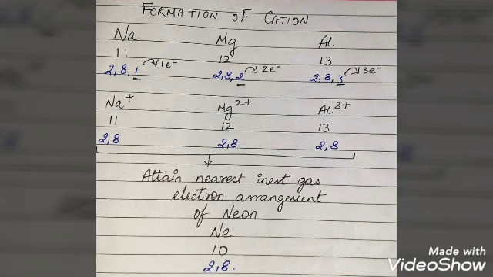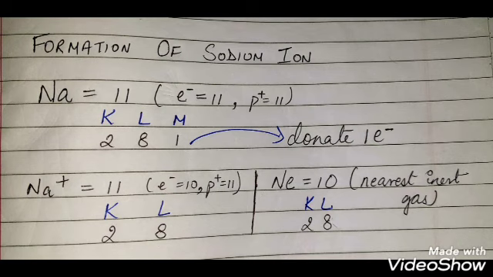Please note that an atom having 1 electron in its outermost shell loses this 1 electron to form a cation having 1 unit positive charge. Similarly, an atom having 2 outermost electrons loses these 2 electrons to form a cation having 2 units of positive charge, and an atom having 3 valence electrons loses these 3 electrons to form a cation having 3 units of positive charge. Let us take one example of sodium ion.